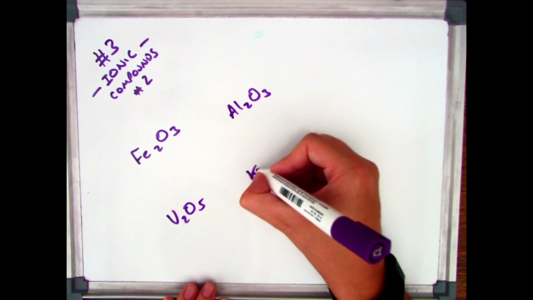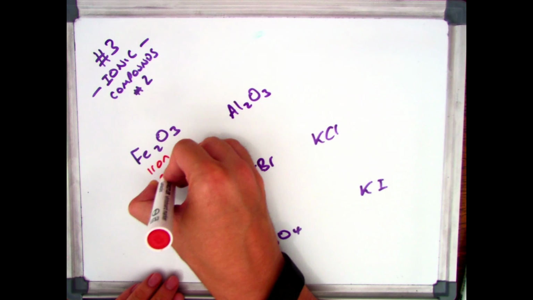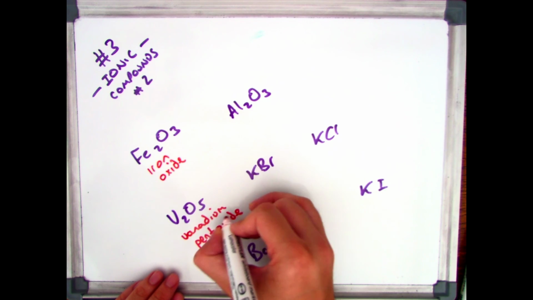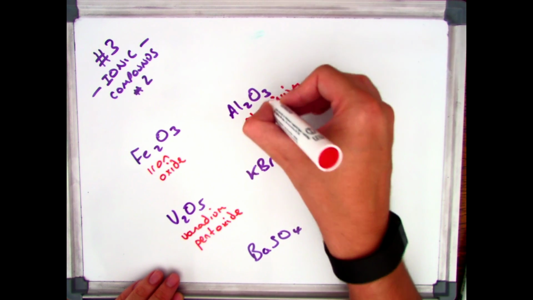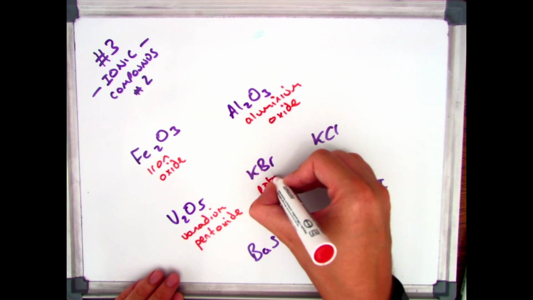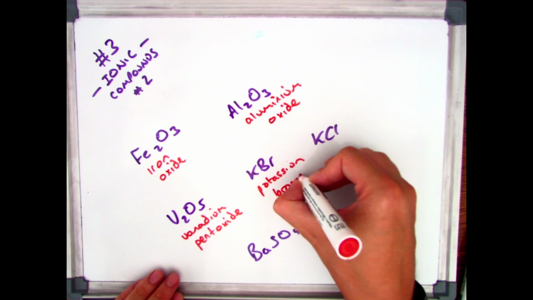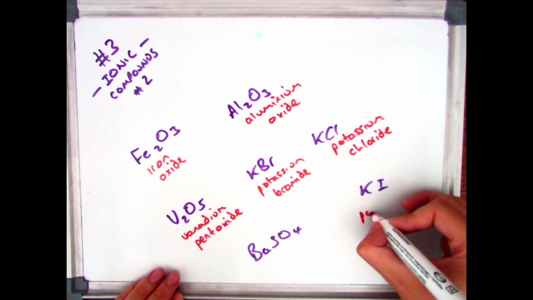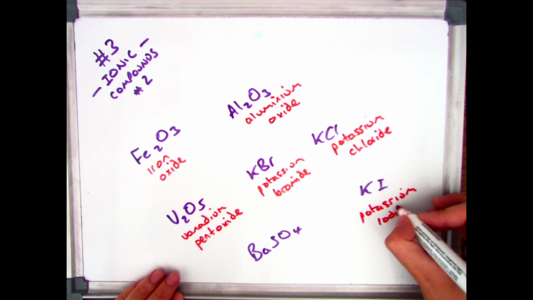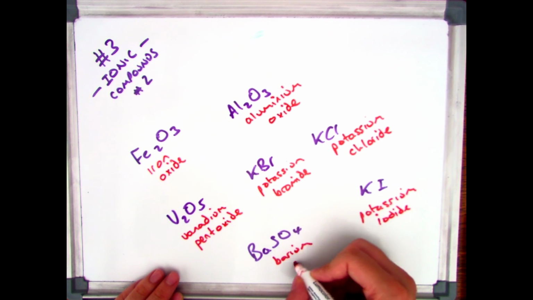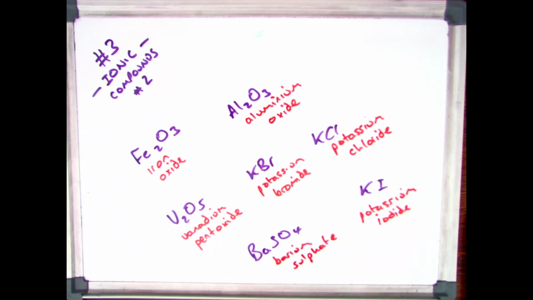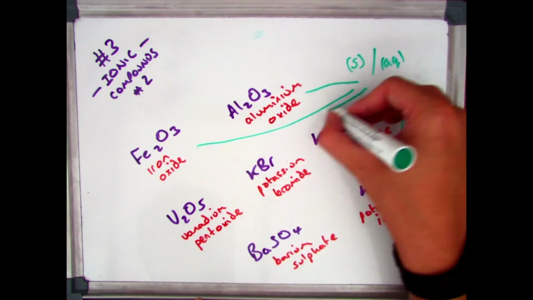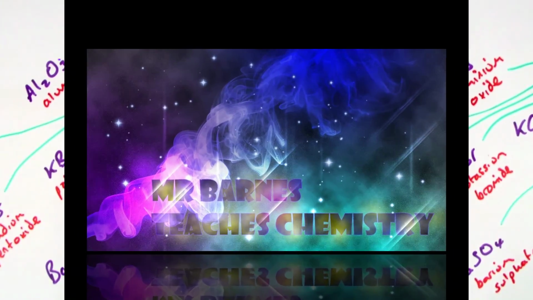Here is a second batch of the ionic compounds that you need to know. So Fe2O3 is iron oxide, V2O5 is vanadium pentoxide, Al2O3 is aluminium oxide, KBr is potassium bromide, KCl is potassium chloride, KI is potassium iodide, and finally BaSO4 is barium sulfate. Again, like with any ionic compound, they're all solid at room temperature, but can dissolve to become aqueous.